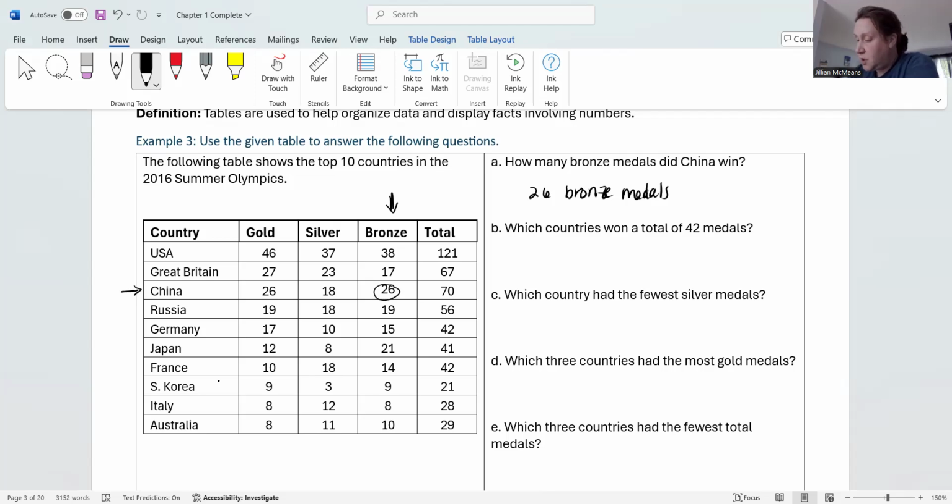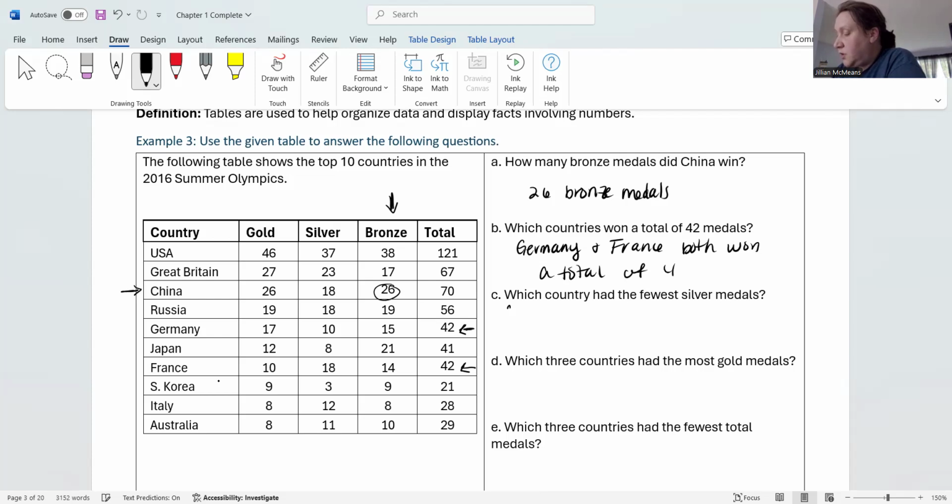Part B, it says, which country won a total of 42 medals? Well, I notice if I go to the totals column, I have this country here. I also have this country here. So there are two countries that won a total of 42 medals. In this case, it would be Germany and France. So Germany and France both won a total of 42 medals. Now, if you were to just put France and Germany, that is not incorrect, but go ahead and give a description with your answer. Get in the habit of doing it now because later it's going to be much more important.